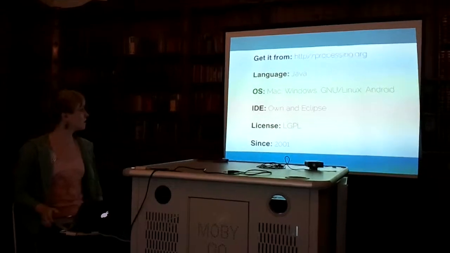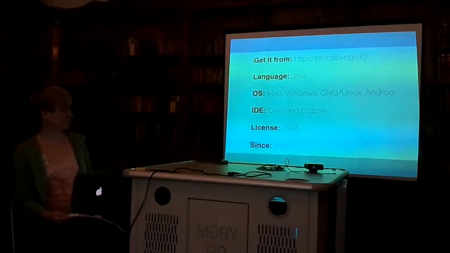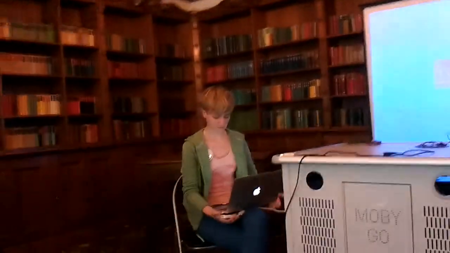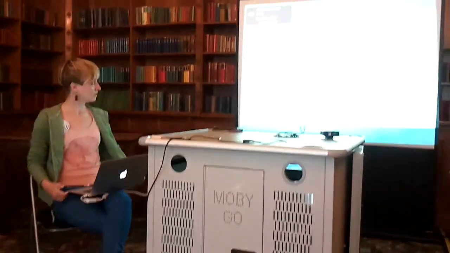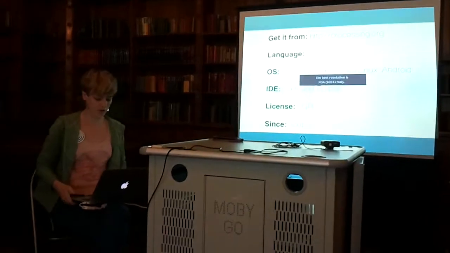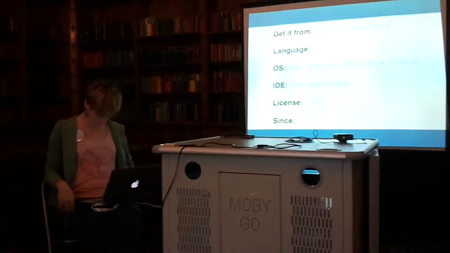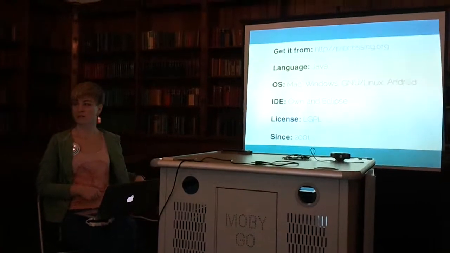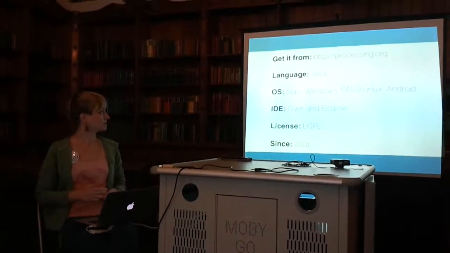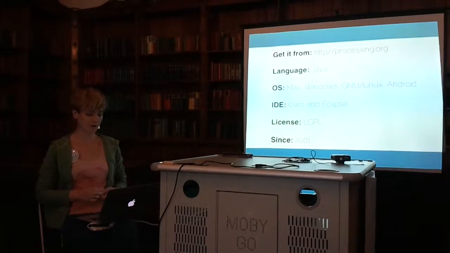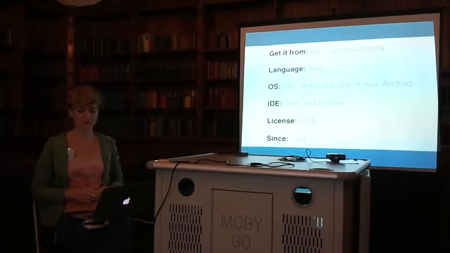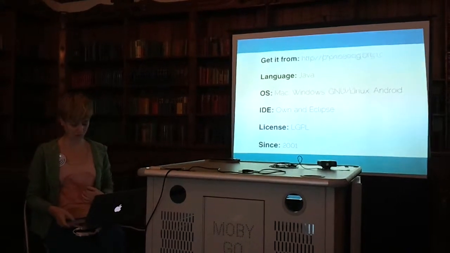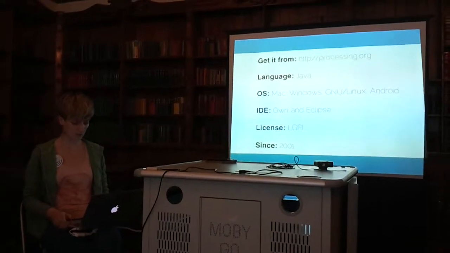Okay. So, Processing you get from processing.org. It is Java. It works across many operating systems, and you can compile to Android too. It has its own IDE, but you can also use it as just a Java library inside of Eclipse. It's released under the LGPL license, and it's been around since 2001.